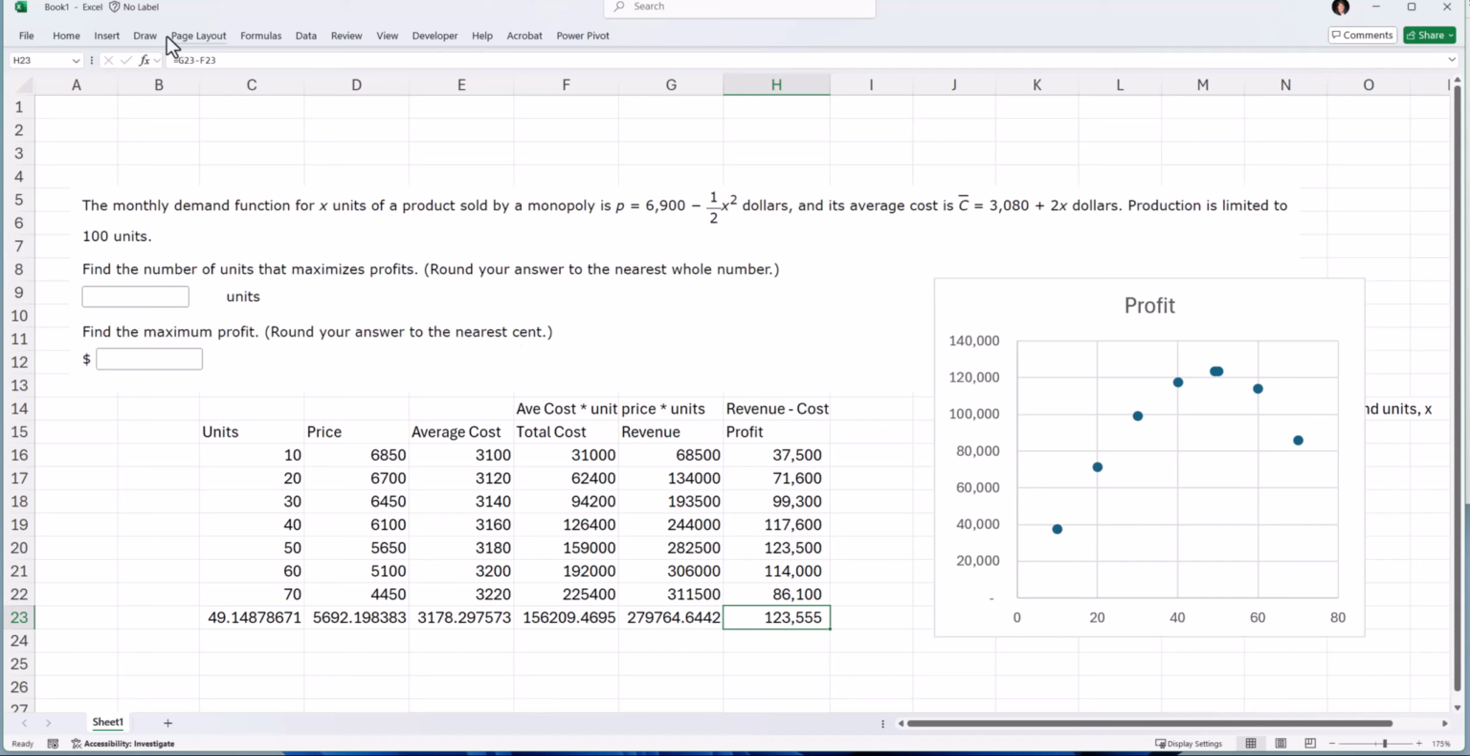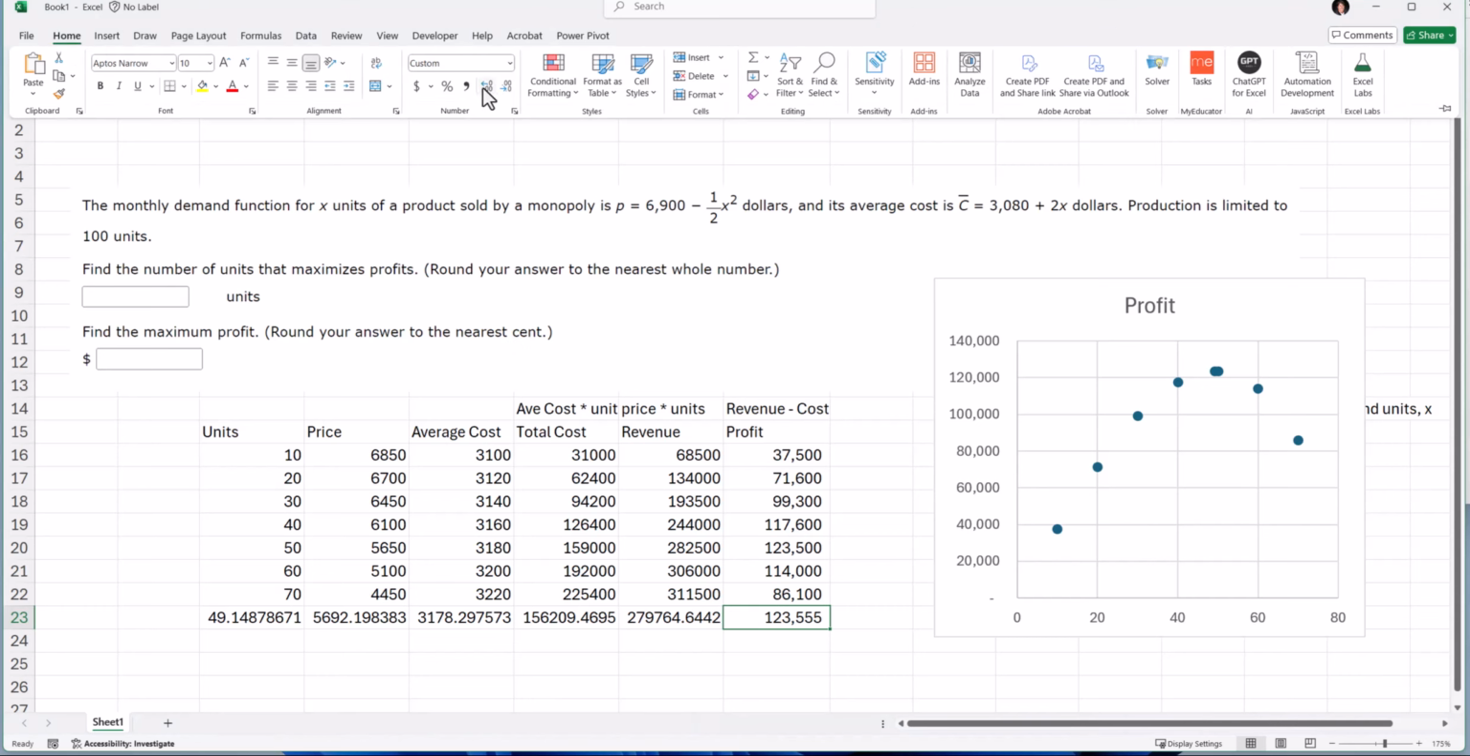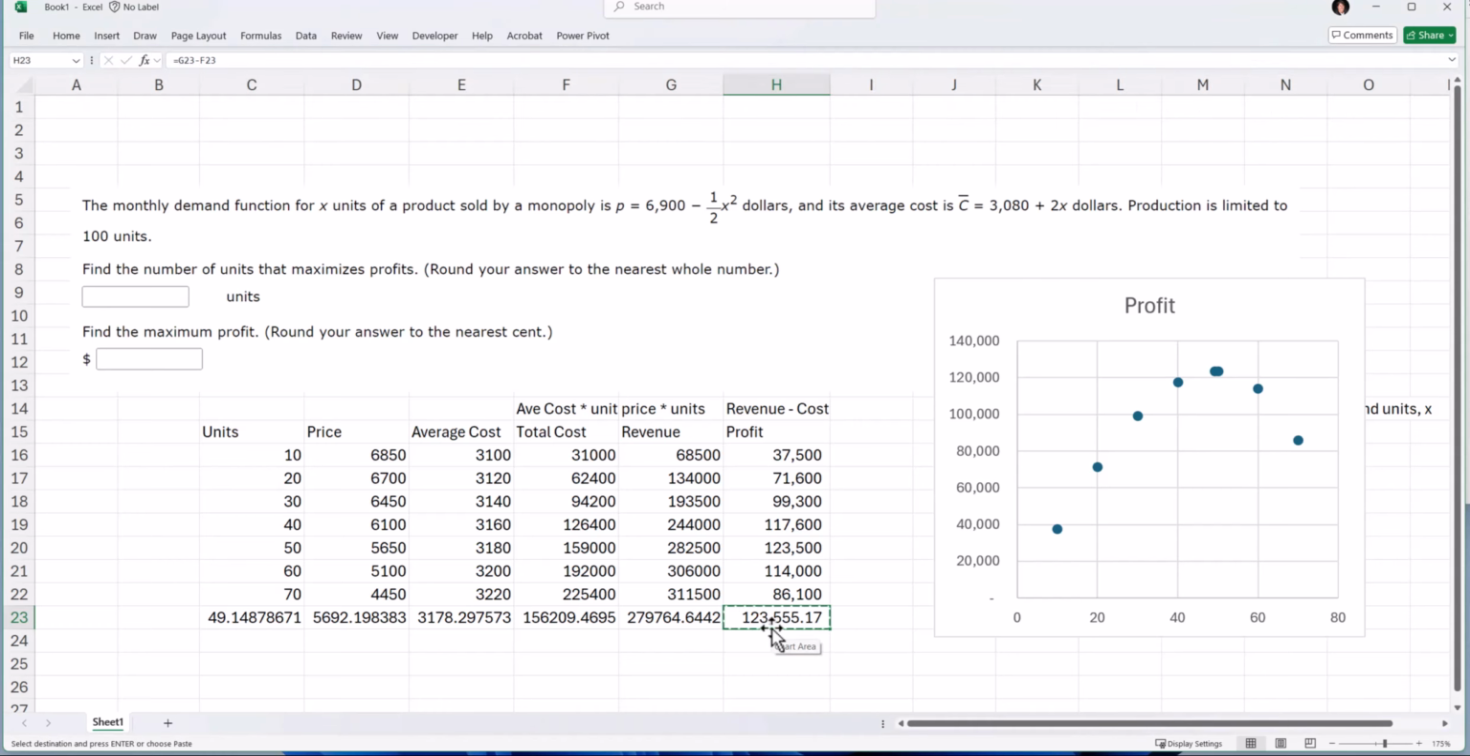Round your answer to the nearest cent. Okay, let me get a couple of decimal places back. Here we go. The number of units, rounded to the nearest whole number, would be 49.